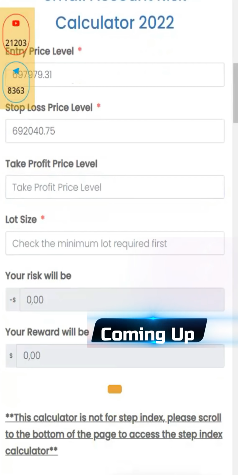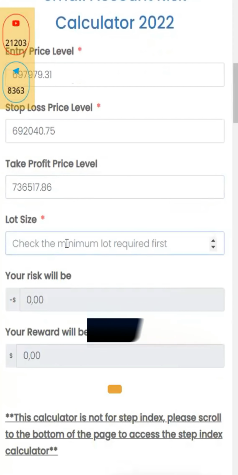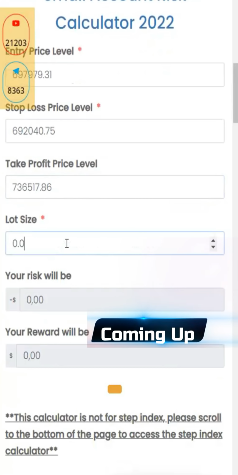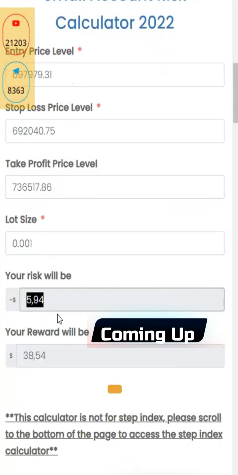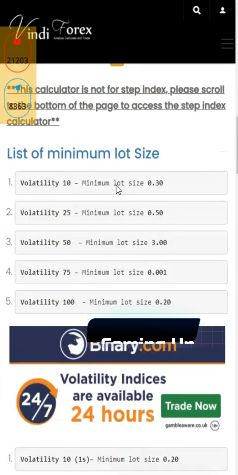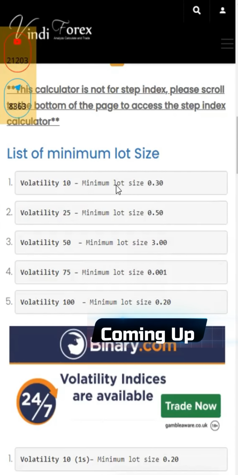So say we have analyzed and we know where to put our stop loss and where to put our take profit. Let's say we mark our take profit right here, and then we're trying to figure out, let's say the account is small, like this one, $27. We only want to take it with the smallest lot. Let's say we're trading VIX. This is how much we are going to be risking. Take the smallest lot if your account is very small.